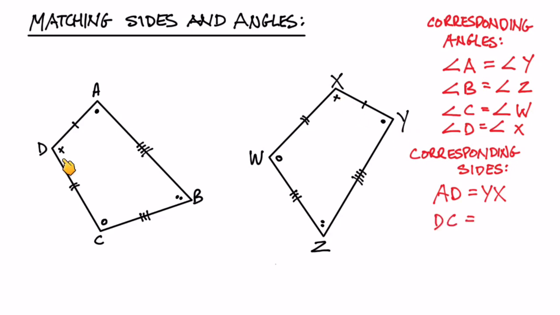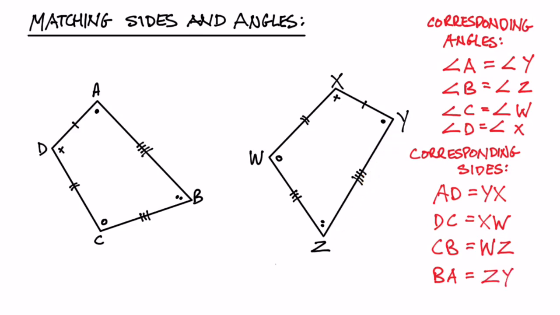What about DC? Well, DC is going from angle X to open dot along length 2. So I do the same. I go from X to open dot alongside 2. So that is X to W. So the corresponding or matching side would be XW. I can repeat the process. CB will correspond to, see if you can figure it out. You got it, WZ, and BA, going from double dot to single dot, would be ZY.